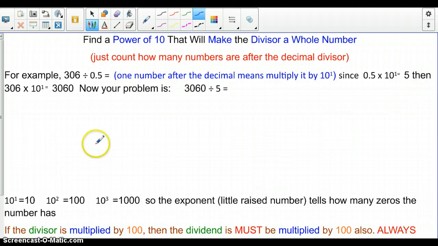Then I do the same thing with my dividend. 306 times 10 to the first power, which is 10, gives me 3060. Now, my problem is 3060 divided by 5. So I'm working with whole numbers. All I did was take the dividend and the divisor and multiply them by 10 to the power of how many digits are behind the decimal. There's only one digit. If there were 2 digits, I'd say 10 to the second power. So 10 to the first is equal to 10, 10 to the second equals 100, 10 to the third equals 1,000. The exponent, the little raised number, tells how many zeros the number has.